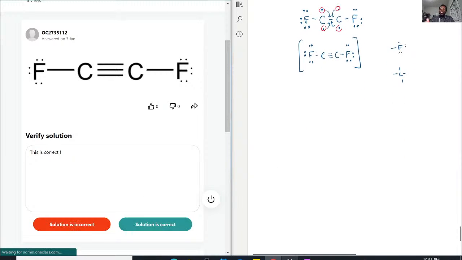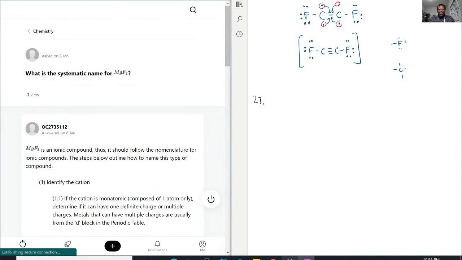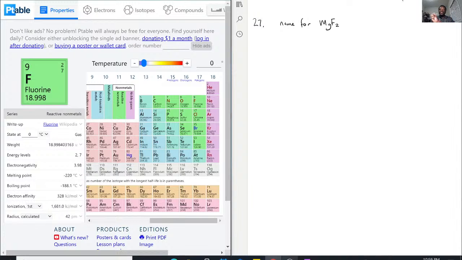So now question number 27. Okay. We have, what is the systematic name? Oh, interesting. For MgF2. So name for MgF2. So with this, we have to refer to our periodic table, and the first thing we have to note is whether this thing is an ionic or a covalent compound.